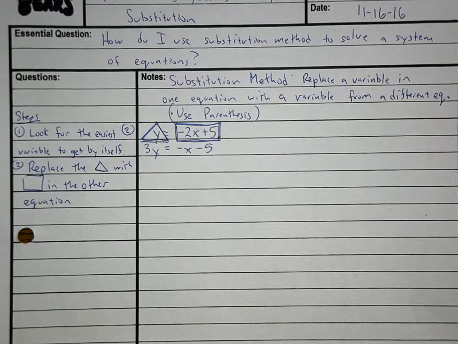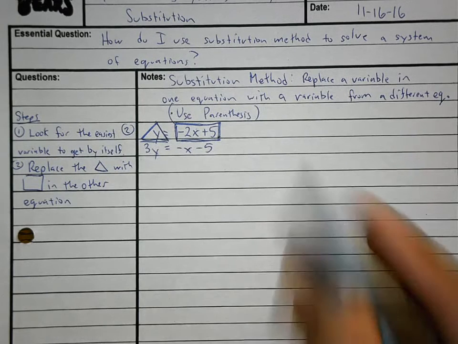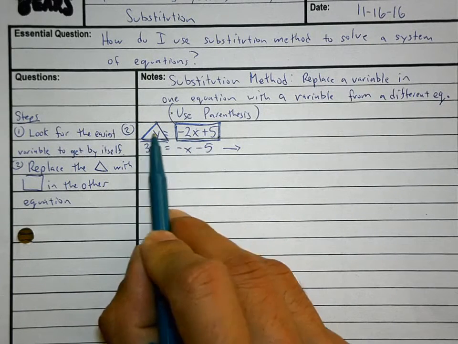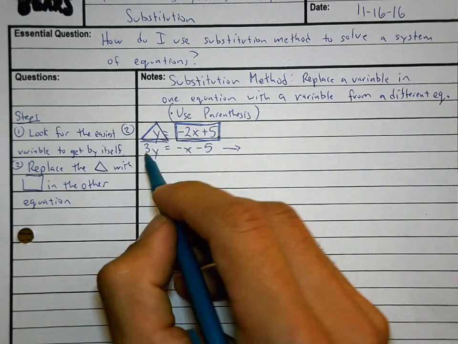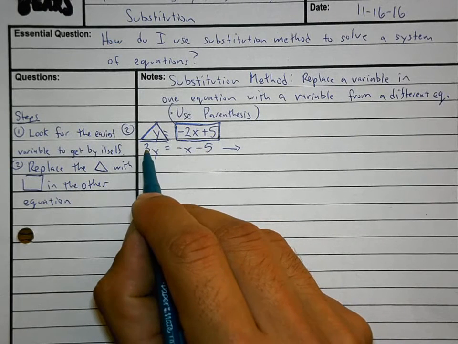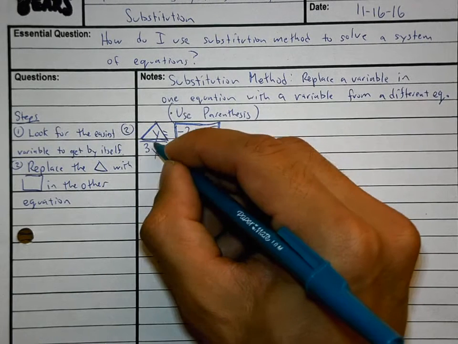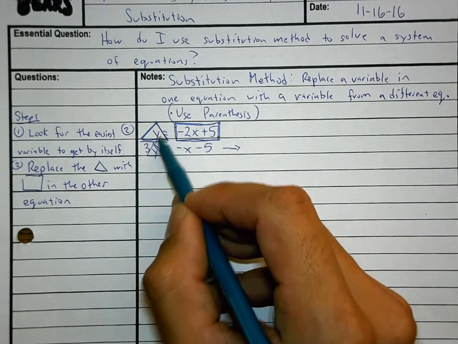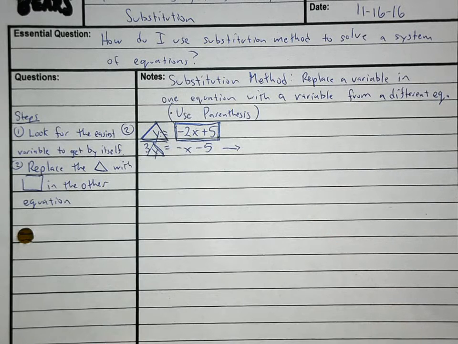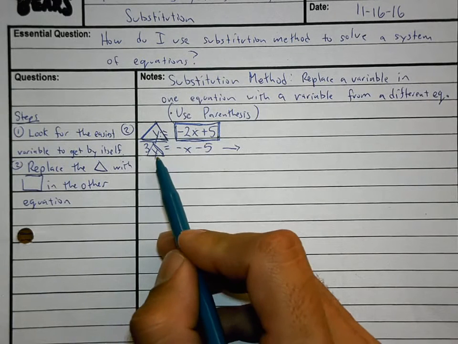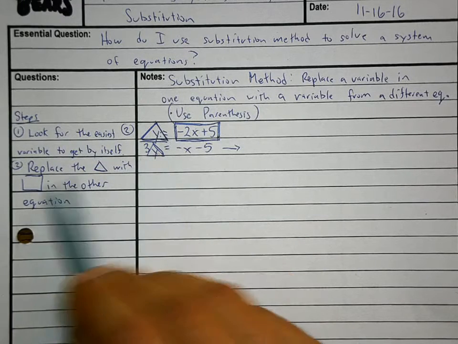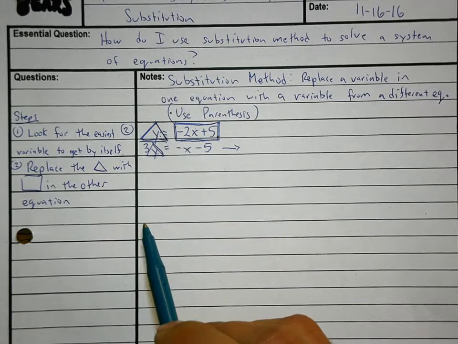This is a little confusing, so I'll walk you through it. What that means is I know what the y is equal to. This triangle is equal to this rectangle, but in the second equation, the other equation, I have 3 times y. The y is the triangle. This 3 is multiplying this triangle right there. I want to replace this triangle with the rectangle in the other equation.